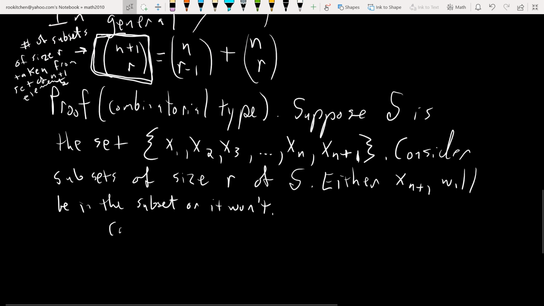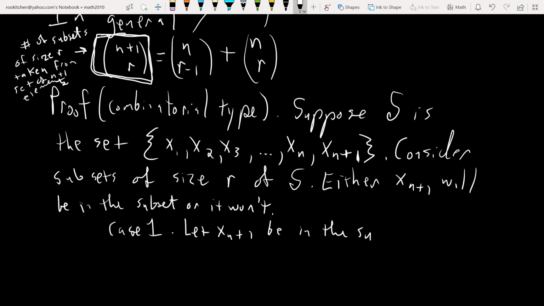So let's say case 1, let x sub n plus 1 be in the subset. And we want to count how many of these subsets there are. If we know x sub n plus 1 is in the subset, we're just choosing from n elements. So we're basically dealing with a set of size n, like the set x sub 1, x sub 2, all the way up to x sub n.